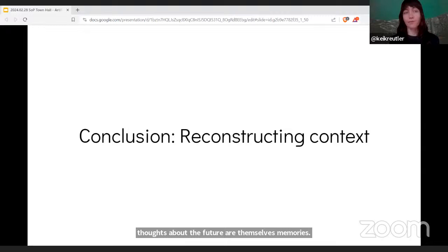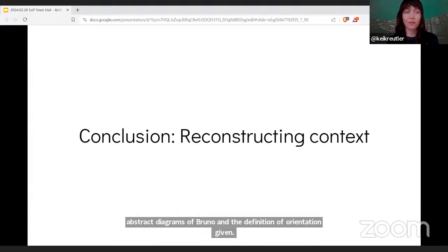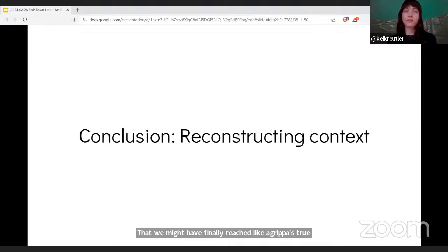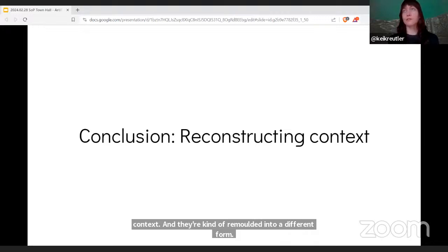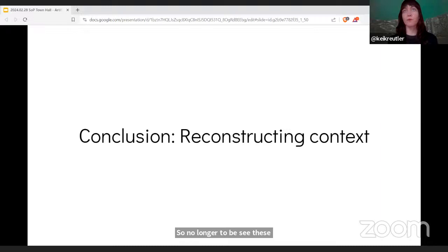So to conclude, it might be that here in the abstract diagrams of Bruno and the definition of orientation given, we might have finally reached Agrippa's true cause for concern about artificial memory. Unlike natural memory, artificial memory protocols involve the invention of new devices like Lucasa boards, imagine theaters, and memory wheels. These devices sever knowledge from its original context and remold it into a different form. No longer do we see taxonomic, human-readable relationships between information and how it's organized.